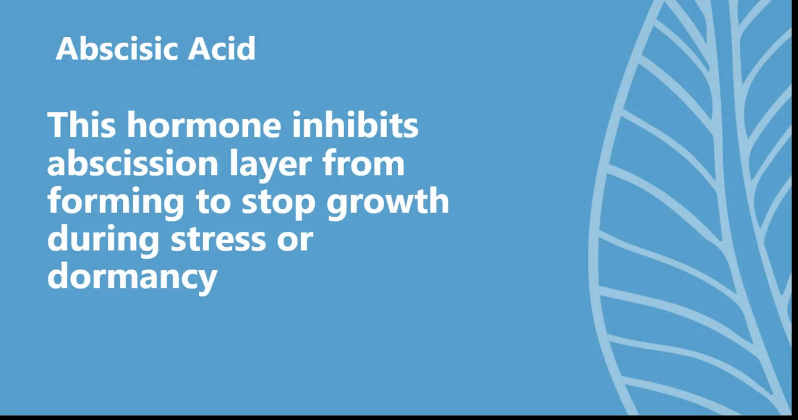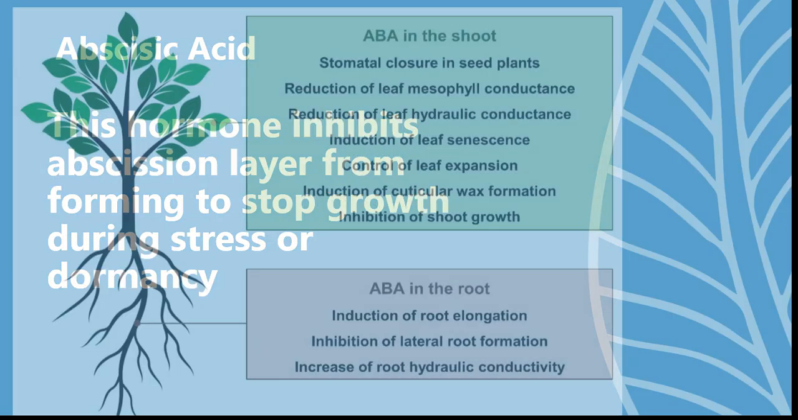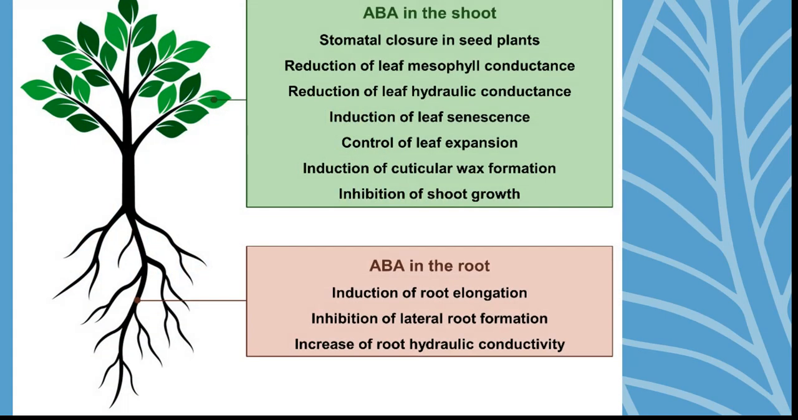Okay. All right, abscisic acid is the hormone that inhibits the abscission layer from forming to stop growth during stress or dormancy. This is the whole losing-the-leaves thing. So we discussed that. In the shoot, we can have the abscisic acid as well. It causes the stomata to close in seed plants, with a reduction of leaf mesophyll, you know all this stuff, right? In the root, it induces root elongation. It inhibits lateral root formation. And that would just kind of, during the winter, slow down. During the spring and summer, it'll speed up.